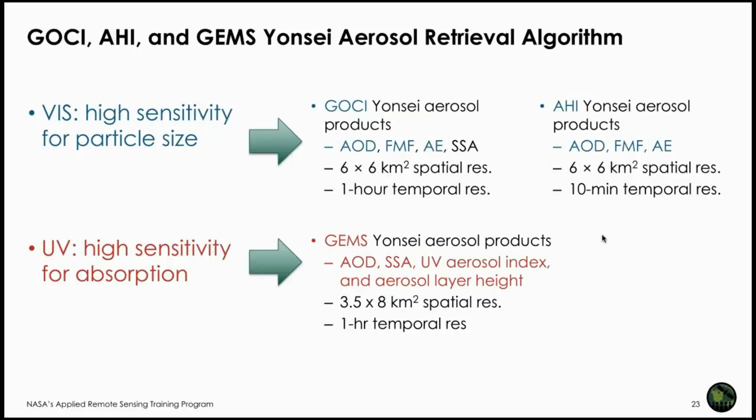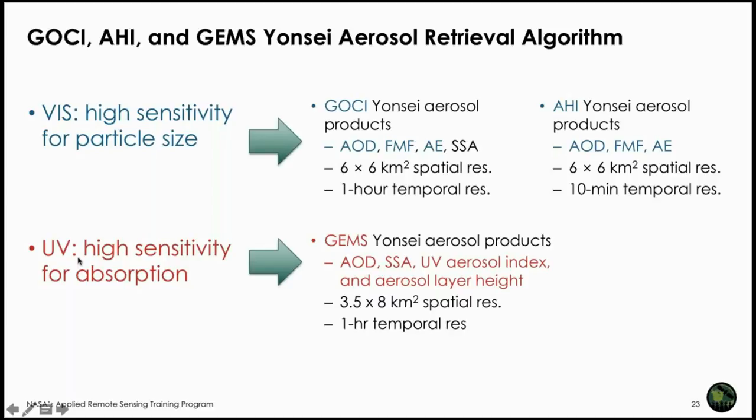From now on, I will show some retrieval results from the geostationary satellites GOCI, AHI, and GEMS. Those products are based on our group's Yonsei University aerosol retrieval algorithm. Using the visible channels, it has very high sensitivity to particle size. So the products are aerosol optical depth and size information like fine mode fraction and Ångström exponent from GOCI and AHI. Those two products have the same spatial resolution, 6 by 6 kilometers. GOCI has 1 hour temporal resolution, and AHI has 10 minute temporal resolution.